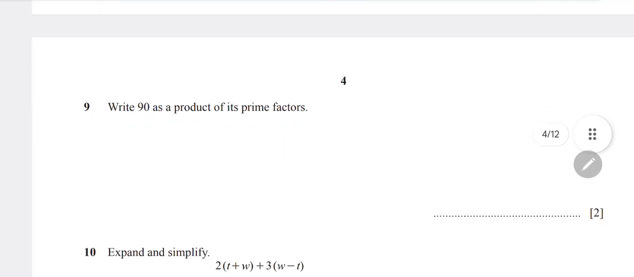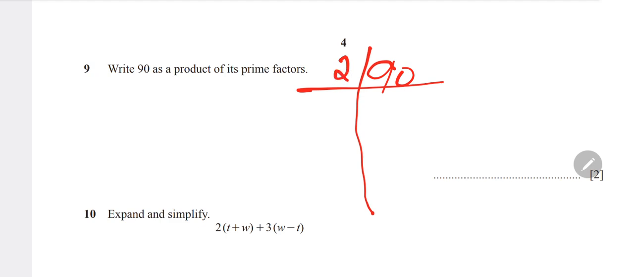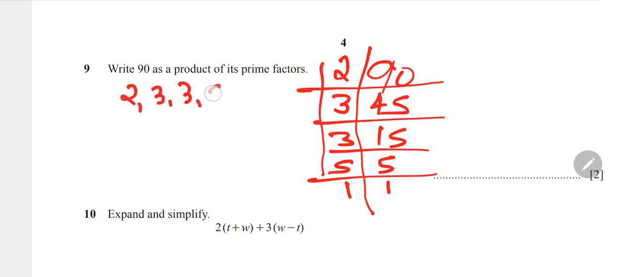Now the next question: write 90 as a product of its prime factors. So we just draw a line and write here 90, because it's an even number. First we divide by the smallest prime number, which is 2. So we get 45. Now it's an odd number. We need to divide by 3 because it's a multiple of 3. So we get 15. Again divide by 3. We get 5. Again divide by 5. We get 1. So all the prime factors are 2, 3, 3, 5. You can also write 1, though 1 is not prime. So these are the factors of 90.